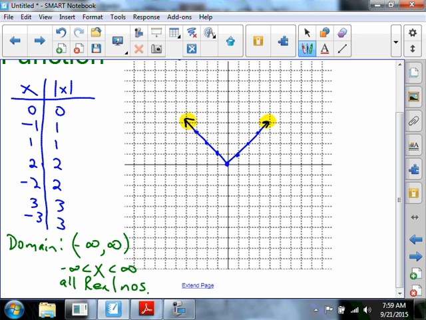Now, when we're talking about the range of this function, the range is a little bit different. The range, if we look at those arrows, are going up forever, but those arrows don't go down unlimited. So, anybody think they have an idea what the range is on this?